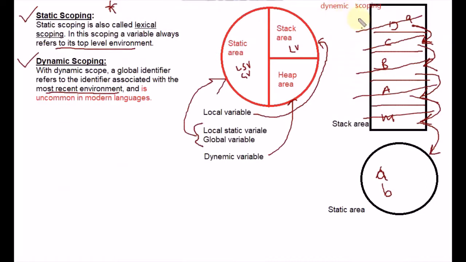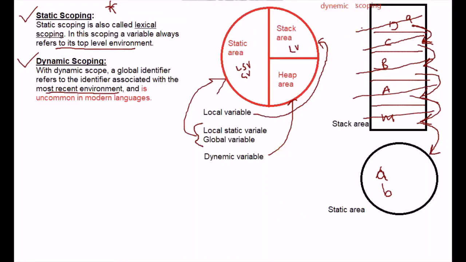In static scoping, if our variable is not found inside the local function, then it will directly go and check inside the static area. But in dynamic scoping, we are not going directly to the static area. We pop the current function, and after that we check our most recently called function. If it is not found in that function as well, we keep on doing that process, and at the last we check in our static area. So this is the concept of static scoping and dynamic scoping.